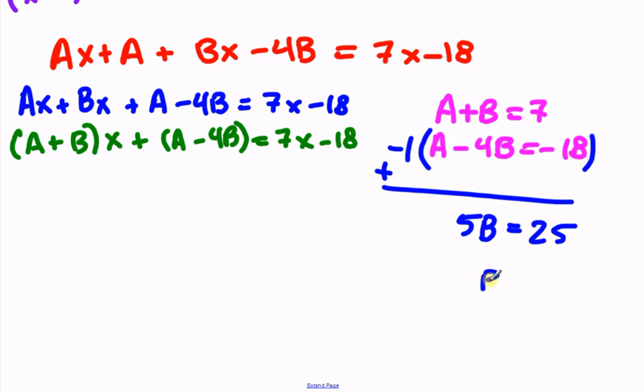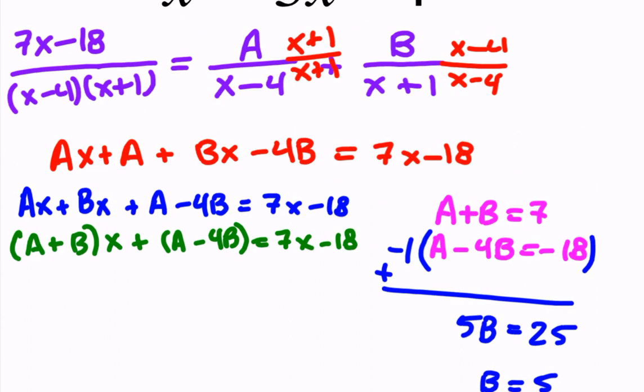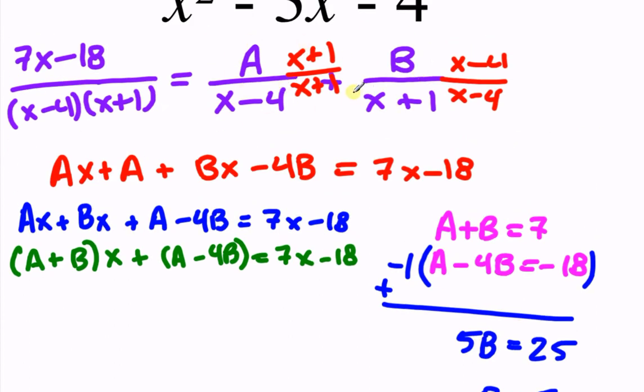So I know that b turns into 5. And then pretty easy, just put the 5 back here at the top. A plus 5 is 7, so a has to be 2. We're pretty much done here. We've found the a and the b that makes this original setup possible. So your only final step is to actually write out the answer now.